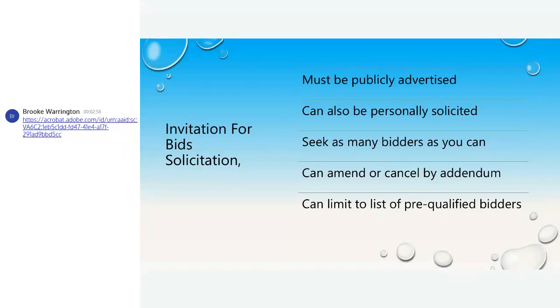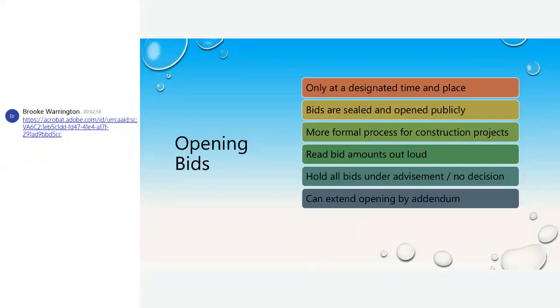Your invitation for bids, your solicitation, can be publicly advertised. You can also personally solicit. Just like I said, I saw somebody that I really wanted to work with that had been doing work in the area, and it was finally a big enough job. Seek as many bidders as you can. That's huge. You can get a better price. You can amend or cancel by addendum, and you can limit to a list of pre-qualified bidders.